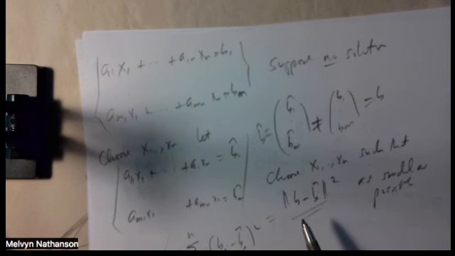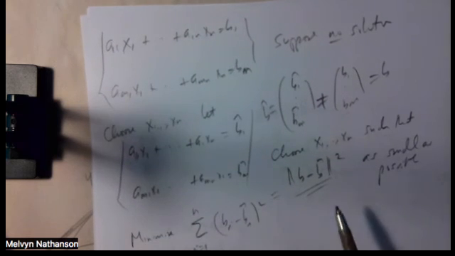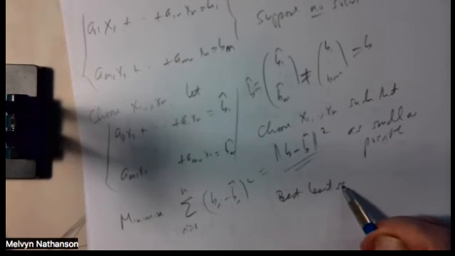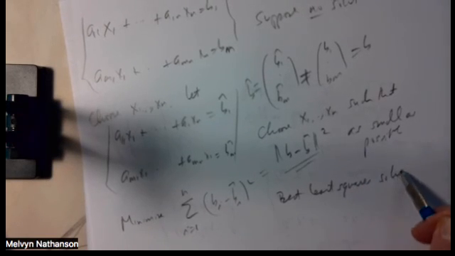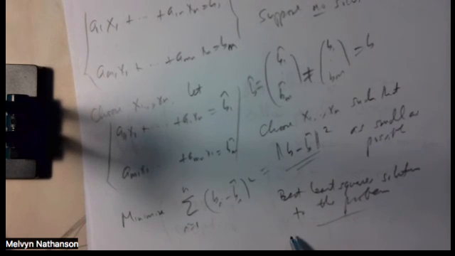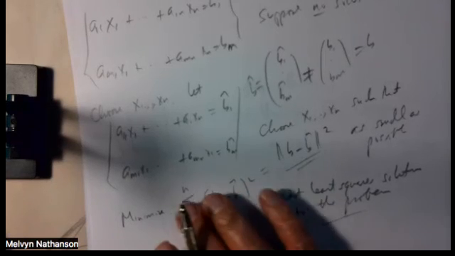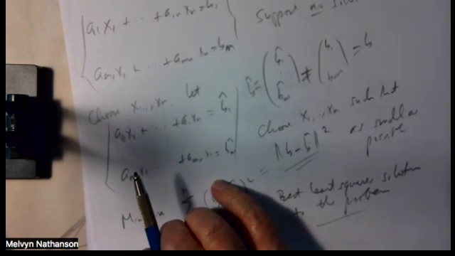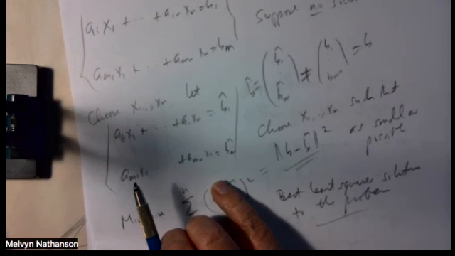And a vector that minimizes this is called the best least squares solution to the problem of solving these linear equations. It gives you the smallest least squared error. And it turns out that the following is true.